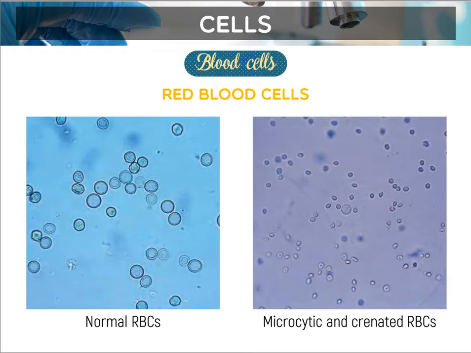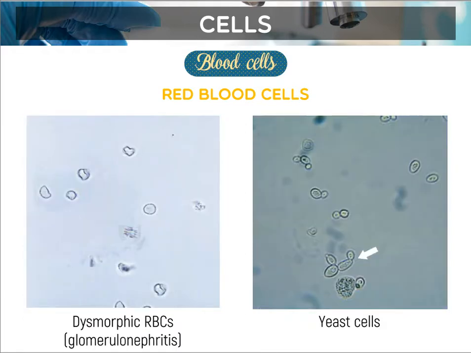As you can see, it is really difficult, guys. It is hard to pinpoint. Even I had difficulty identifying RBCs when I was still working in the lab, okay? So this one we have your microcytic or crenated RBCs. This one is your normal RBCs. Dysmorphic RBCs are your fragmented ones.